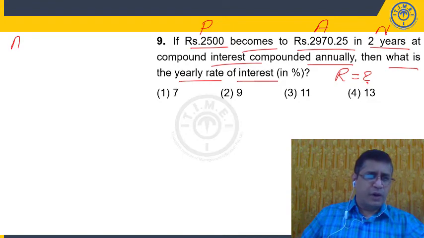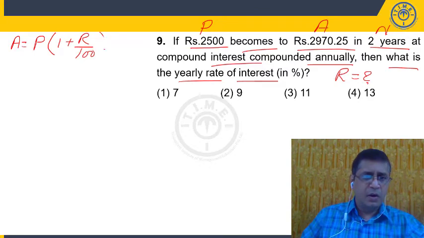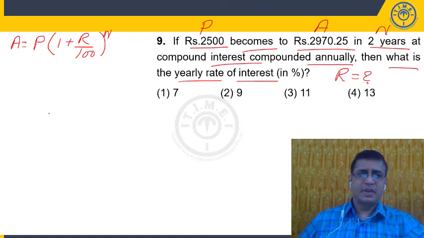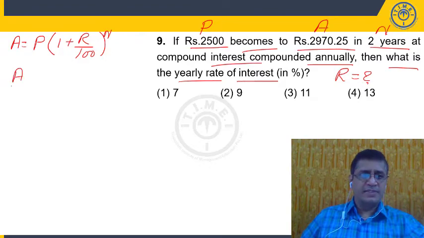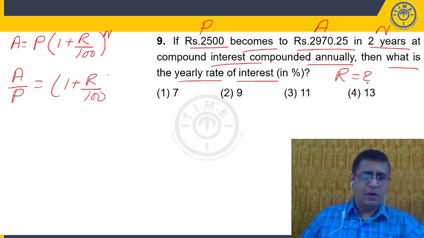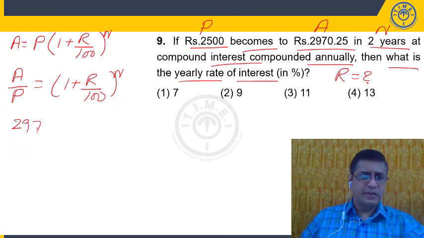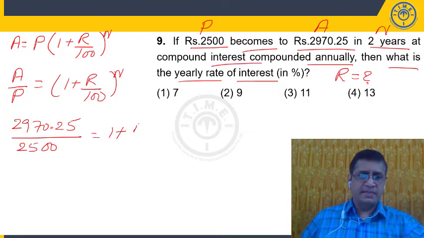Dear students, if you observe the formula carefully, A is equal to P into (1 plus R by 100) whole power n. Am I right or not? When you take P to the other side, you will get A by P is equal to (1 plus R by 100) whole power n. The value of A is 2970.25. The value of P is equal to 2500. And n is equal to 2.